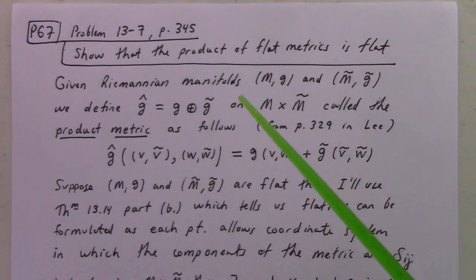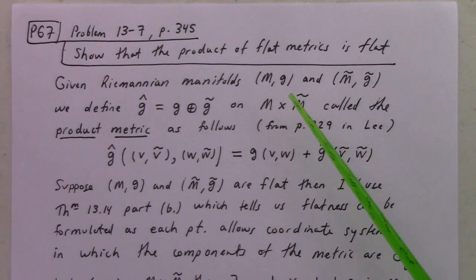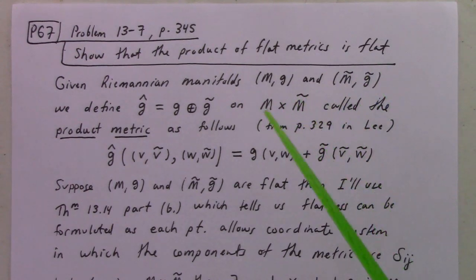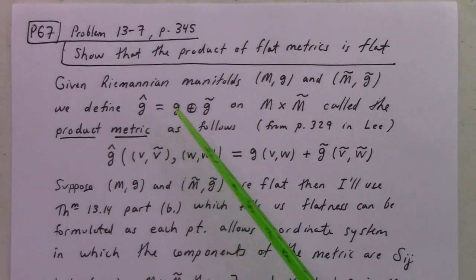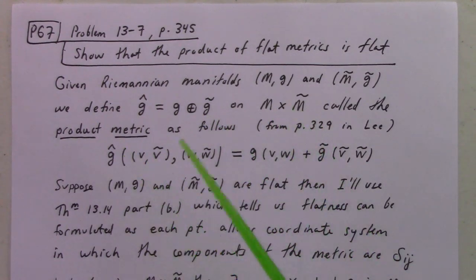All right, so we have Riemannian manifolds M and M tilde with the respective metrics G and G tilde. We can define the product metric G hat to be the direct sum of these metrics on the product of M and M tilde. It's called the product metric. It's from page 329 in Lee.